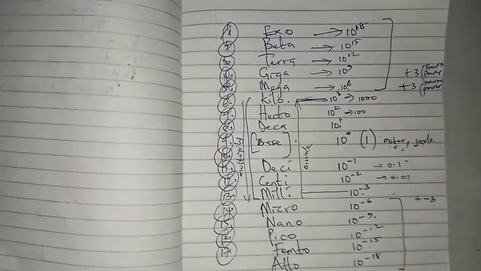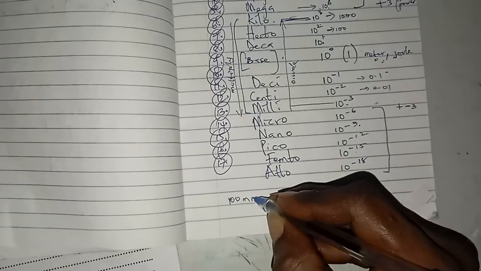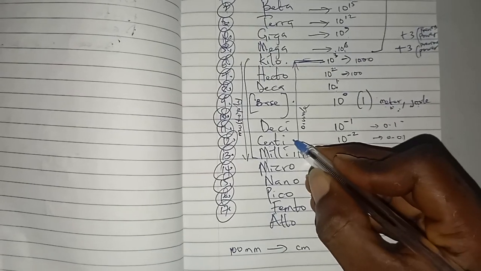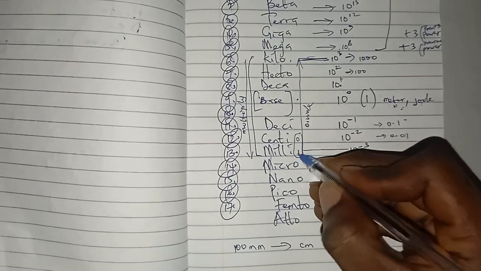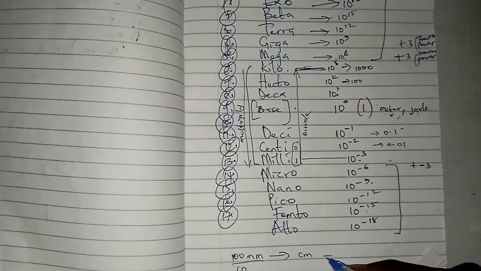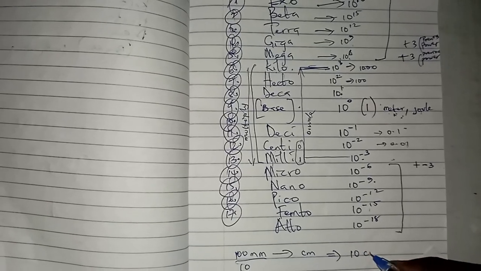So for example, if I have 100 millimeter and I want to convert it to centimeter, I'll simply say, come here. I say this is 1. Call the next thing 0. So it's 1 and 0, which is 10. That means since I'm going up this way, I'll divide by 10. That means that 100 millimeter is equal to 10 centimeter.